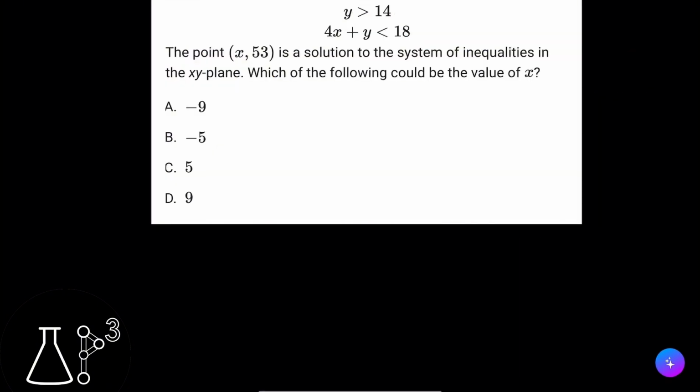Okay, let's do medium questions now. The point (x, 53) is a solution to the system of inequalities in the xy plane. Which of the following could be the value of x? Okay, so I'm given a point (x, 53), and I'm given two inequalities. I'm given y is greater than 14, and 4x plus y is less than 18. So I'm going to rewrite that over here. So y is greater than 14, and 4x plus y is less than 18. And I'm looking for which value of x works in the point (x, 53).